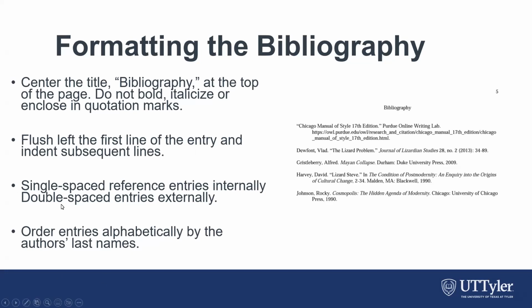In this example that I found, the author cites the works incorrectly in 17th edition Chicago Manual of Style. Reference entries are single spaced internally, and then double spaced between entries. So you make each entry single spaced when you're citing each work. And you order the entries, of course, alphabetically by the author's last name.